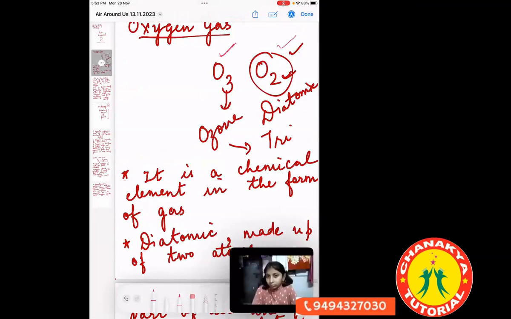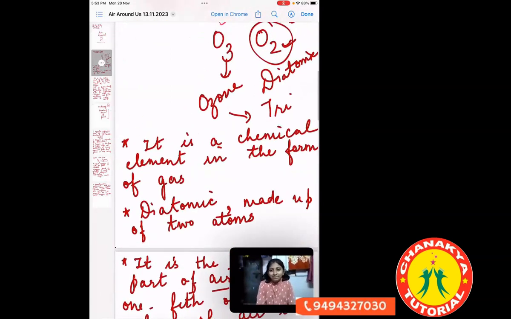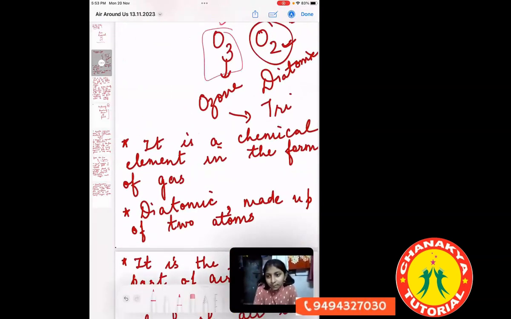Very good, Shivani. Very good. O2, right? So O2 we basically use for breathing purposes. But O3 is present in the atmosphere, in the stratosphere, making the layer of ozone.